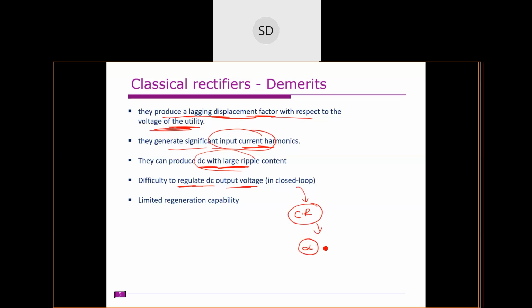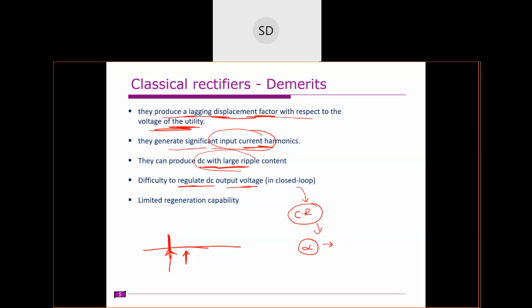Whenever we want to change the alpha, once the thyristor is triggered, we need to wait until it's commutated, until the switch is turned off. For example, your switch is turned on at this point, and you know that you need to change the value of alpha at this point, so you need to change your firing angle.